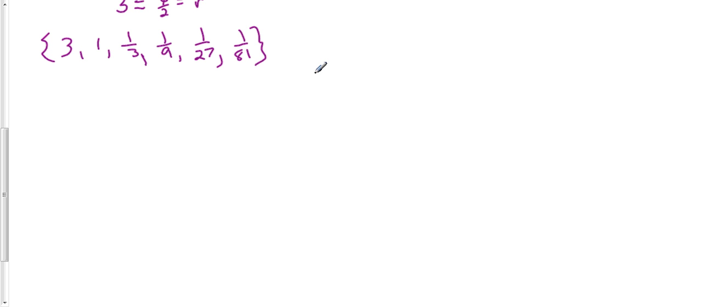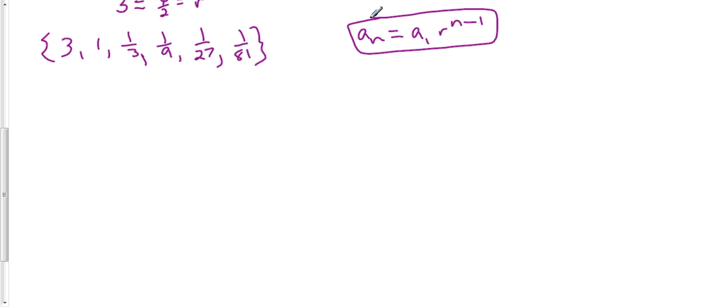Now again, this is a finite sequence because there's no dot, dot, dot. It's just these 6 terms. And again, we'd like to see if we could come up with an explicit rule for the members of this sequence. So to do that, we need to know the first term and we need to know the R value, because remember that AN is equal to A1 times R to the n minus 1. And we need to find those two things.